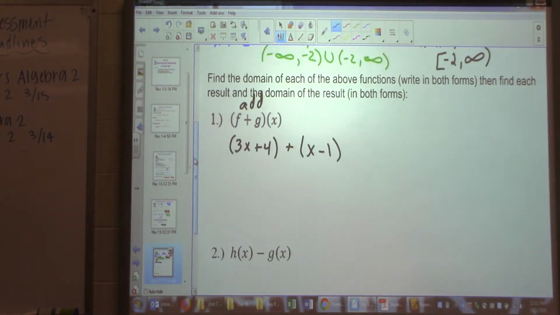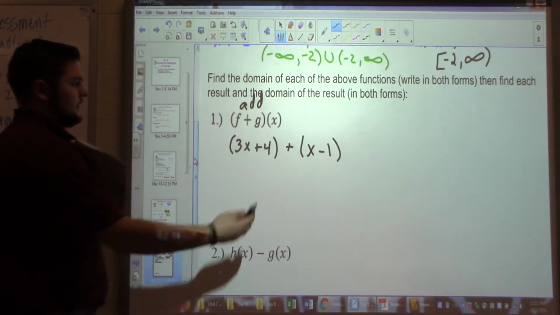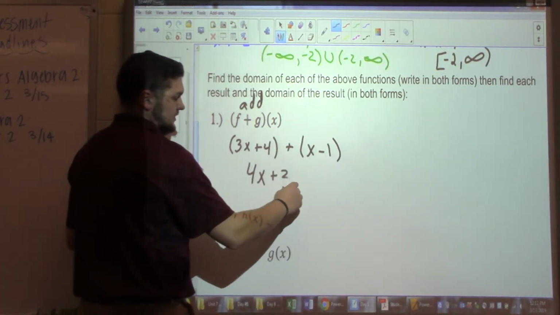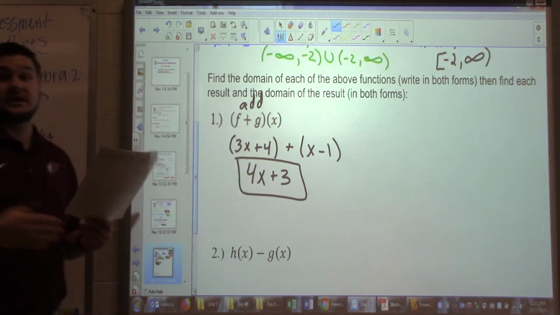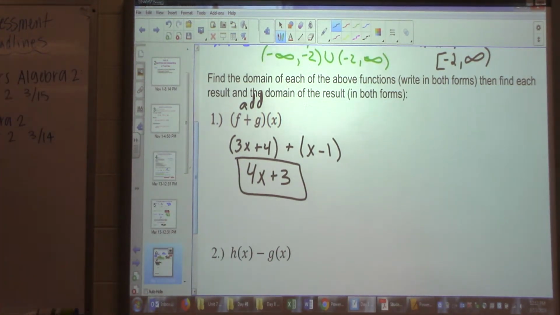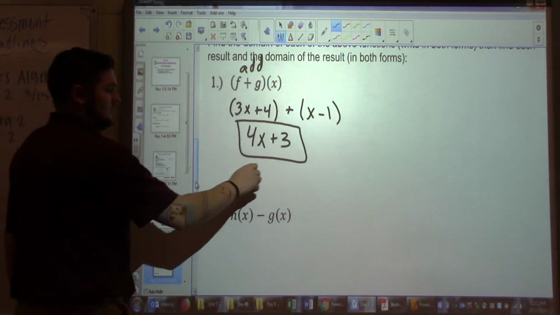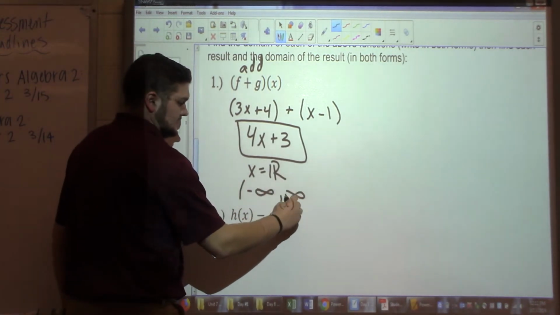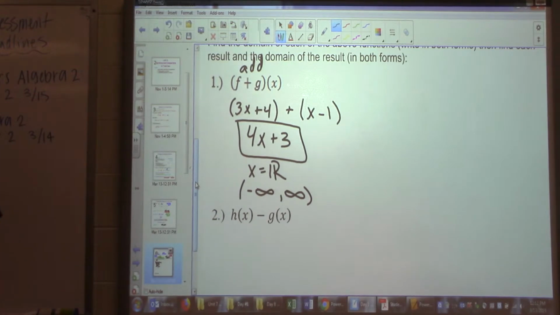Alright. Well, 3x plus x gives me 4x. 4 plus negative 1 gives me 3. So 4x plus 3. That's pretty easy, right? But I need to find the domain for it. Do I have a denominator? Nope. Do I have a radical? No. So do I have any restrictions? No. So x is in the real number set. Negative infinity, positive infinity. Okay? Any questions? That's pretty easy.